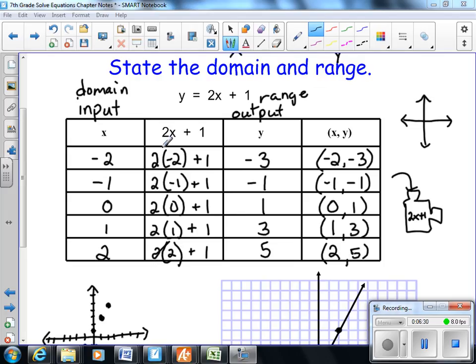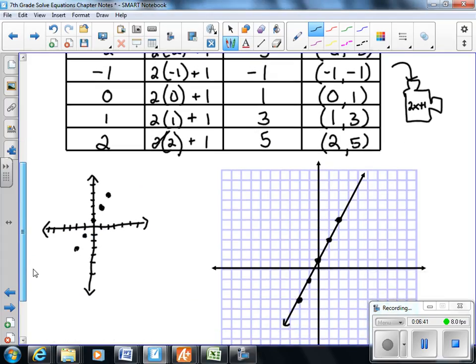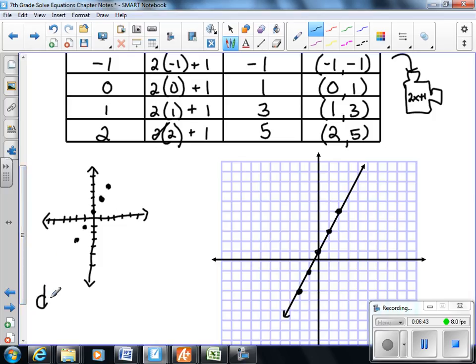Okay, now let's go back and we'll state the domain. The domain that we have for this one is our list of numbers that we have for the x. So what is our domain? That's correct. So domain, you put the set of -2, -1, 0, 1, and 2.